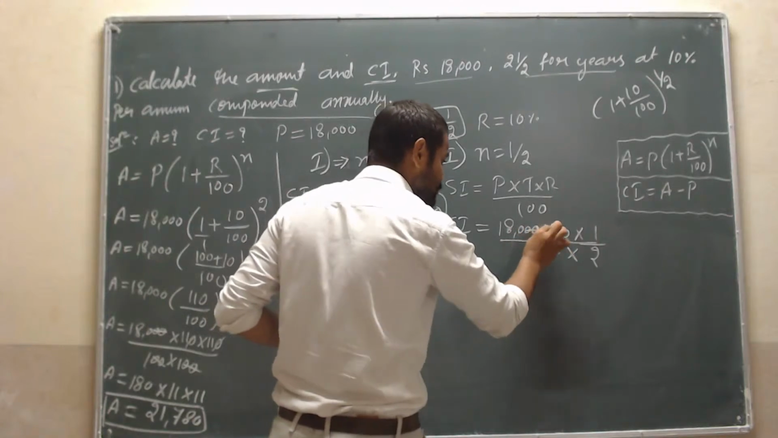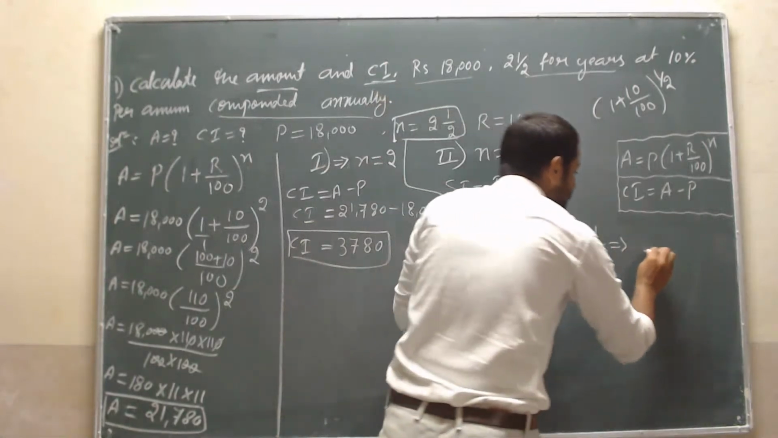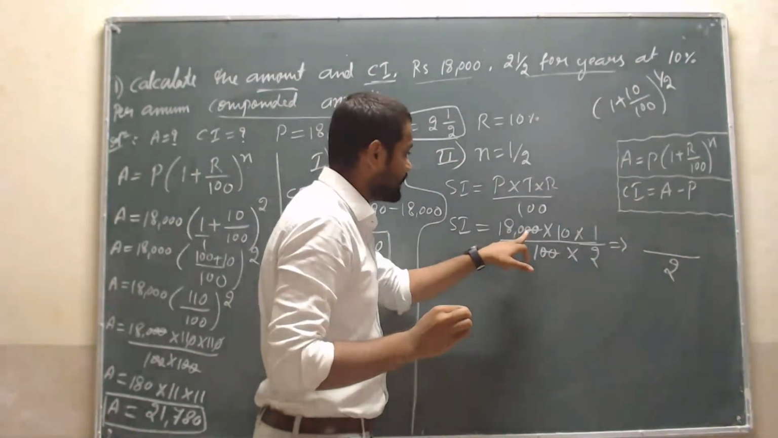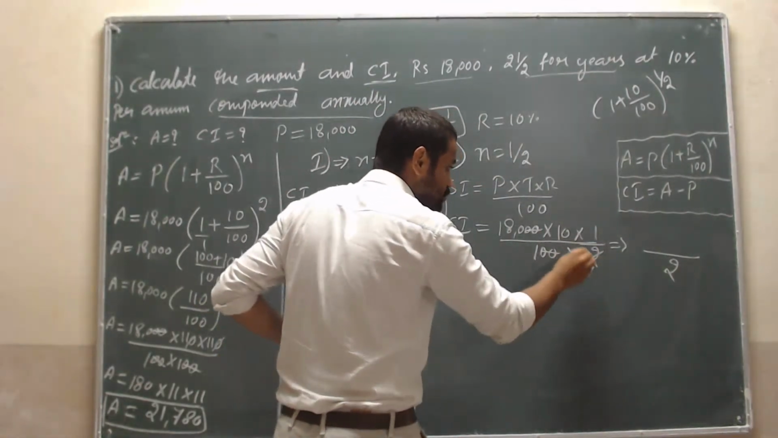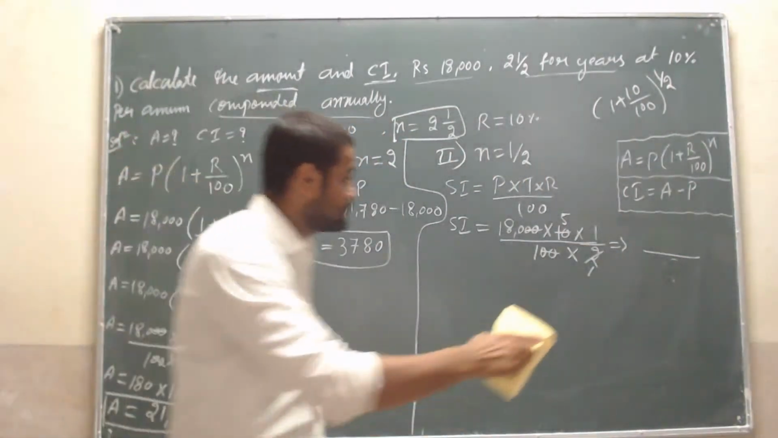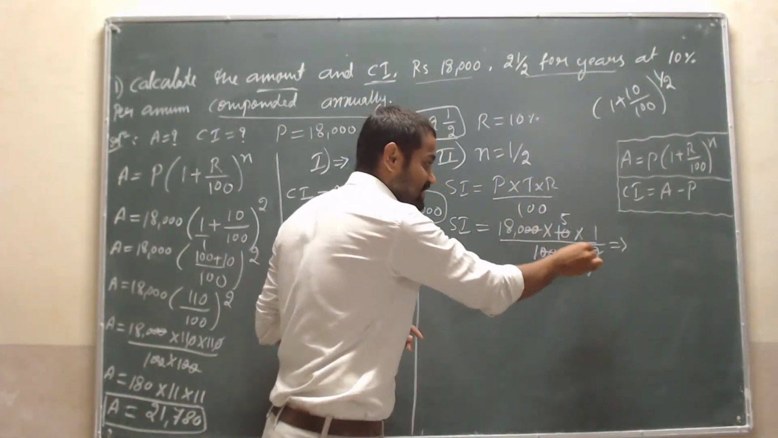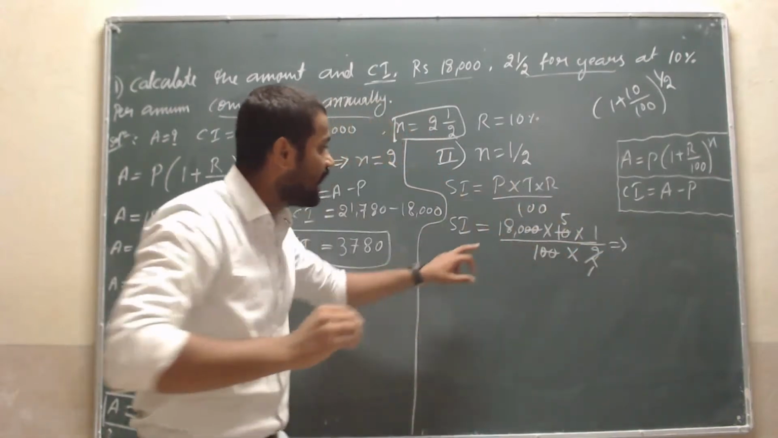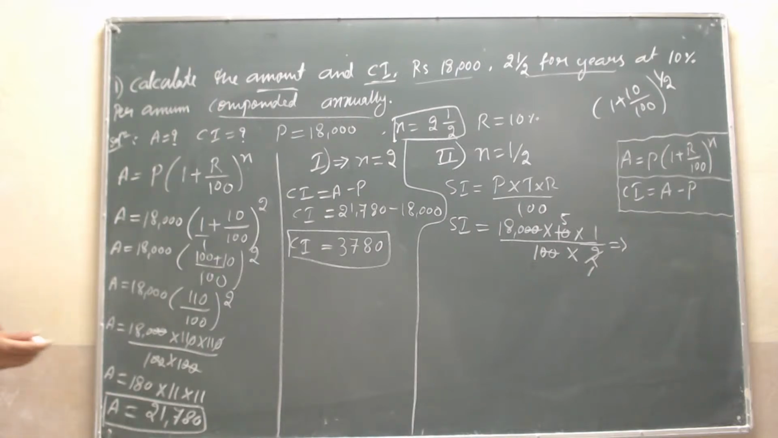2 zeros get cancelled and 2 zeros get cancelled. What is the remaining value? 2 ones are 2, and 180 into 10. Or else here also we can cancel: 2 ones are 2 and 2 fives are 10. Is it clear, children? And 180 into 5. 180 into 5 is, tell me students, it is 900.